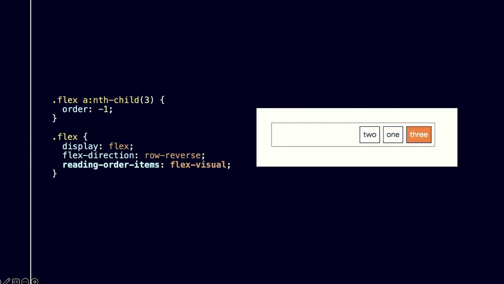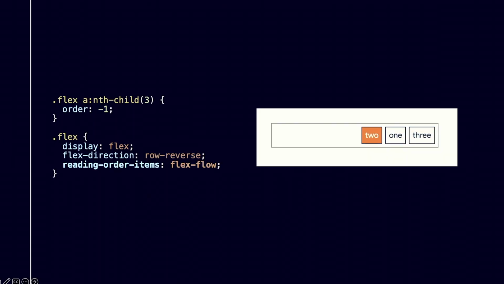So now if we go to reading-order-items flex-visual, we can have a reading order of left to right, but sort of ignoring the fact that the source now is different. So we're taking the order into account and we're displaying it. This is kind of what the Firefox implementation did years ago. And with reading-order-items flex-flow, we go back to the sort of normal direction that you'd expect, but we're still taking order into account, so they're happening in order.